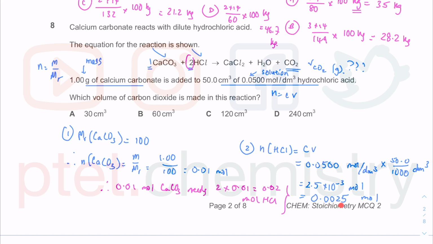How much do you have? You have 0.0025 mole, which is much less than what you need. So this is completely used up. This therefore is in excess. So this question is a bit tricky. Therefore, HCl is limiting. Limiting reactant is defined as something which is completely used up. So we use that for our calculation.